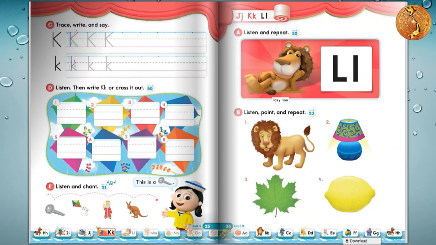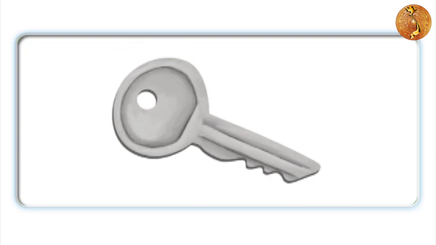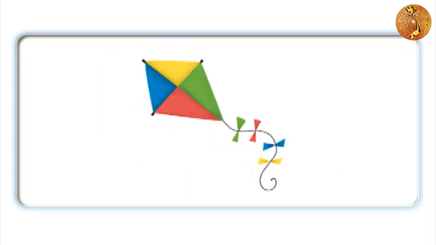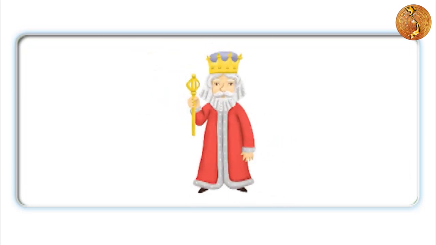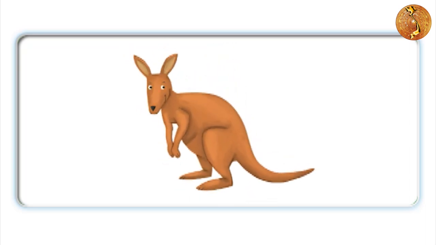Page 35. E. Listen and chant. Key. K, k, key. Kite. K, k, kite. King. K, k, king. Kangaroo. K, k, kangaroo.